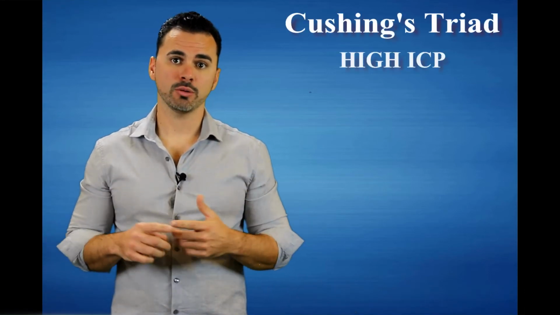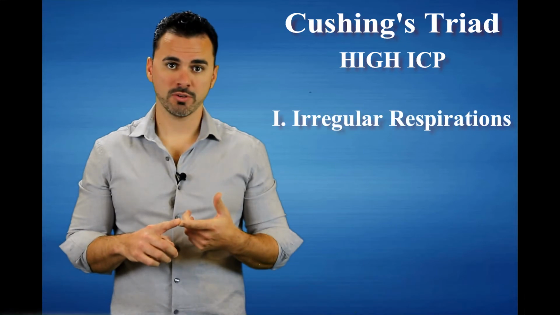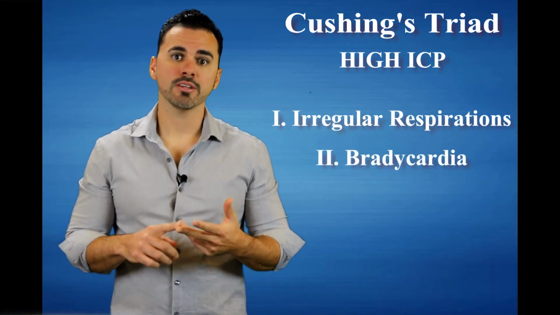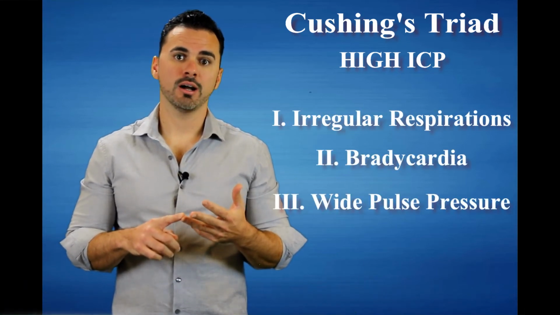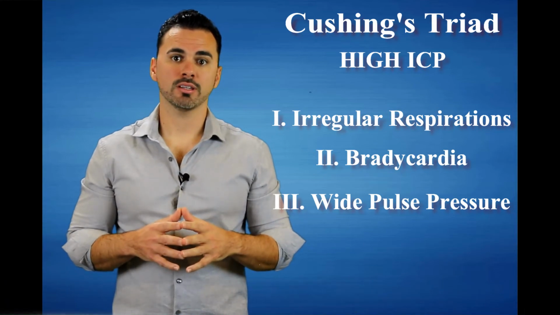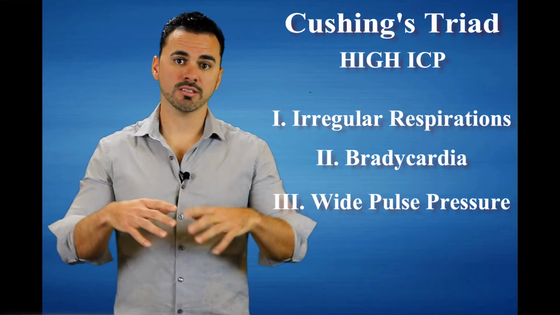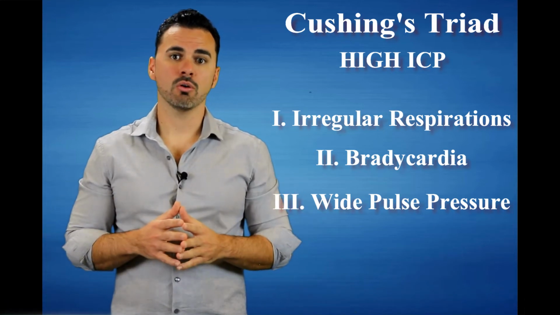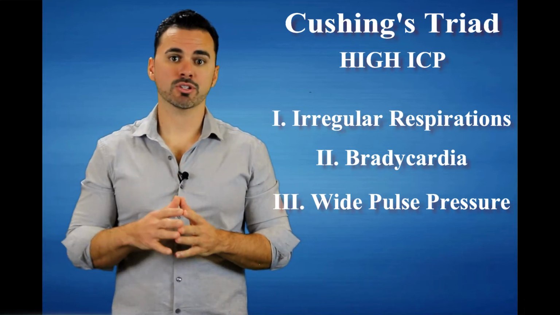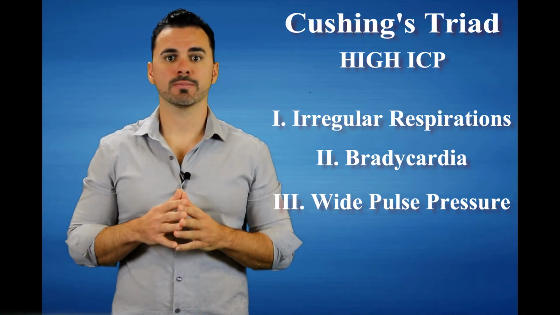You also need to know the Cushing's triad, which is a sign of high intracranial pressure. This is your irregular respirations, your bradycardia, and your widened pulse pressure. This is basically blood pressure with increased ICP, which puts pressure on the brainstem, causing a widened pulse pressure, or basically a higher systolic blood pressure with a lower diastolic blood pressure. Now, the Cushing's reflex, this is a late sign of increased ICP.